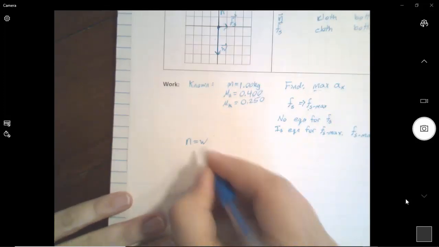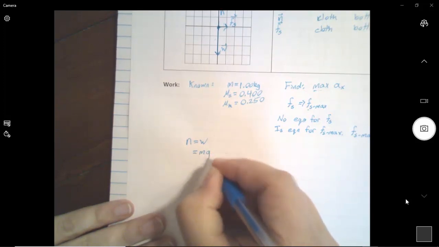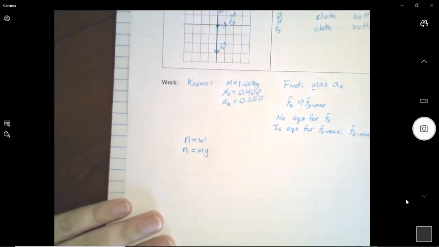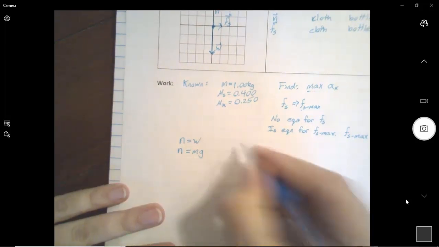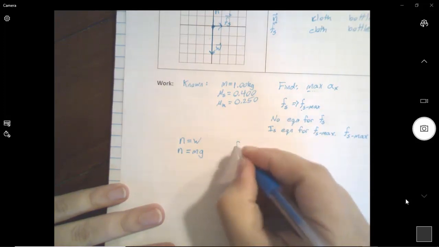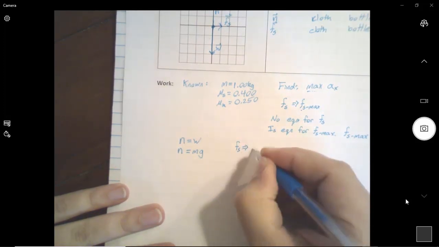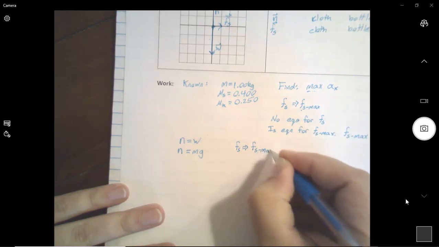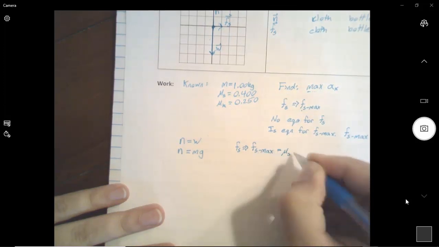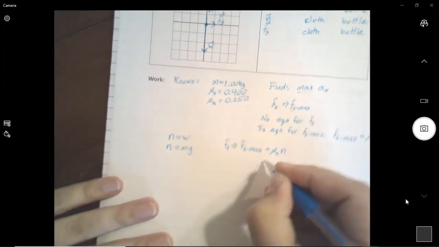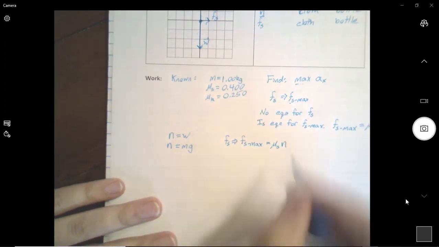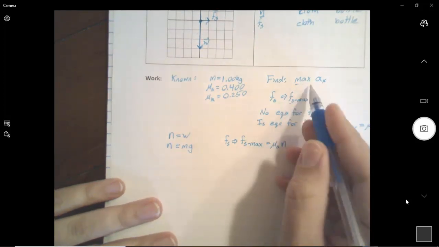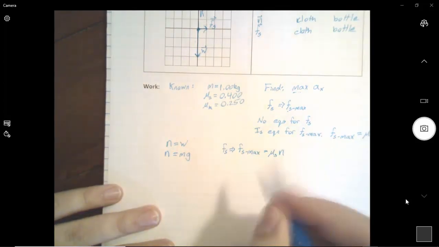And we know from our equation sheet that the weight is equal to mg. Now, we're not going to plug in numbers yet. We're going to save that for the end. We also know that in this case, static friction is equal to the maximum static friction, which is equal to mu s times n. The reason that this is equal to the maximum is because we're looking for the maximum acceleration. Of course, the larger the static friction, the larger the acceleration is going to be.